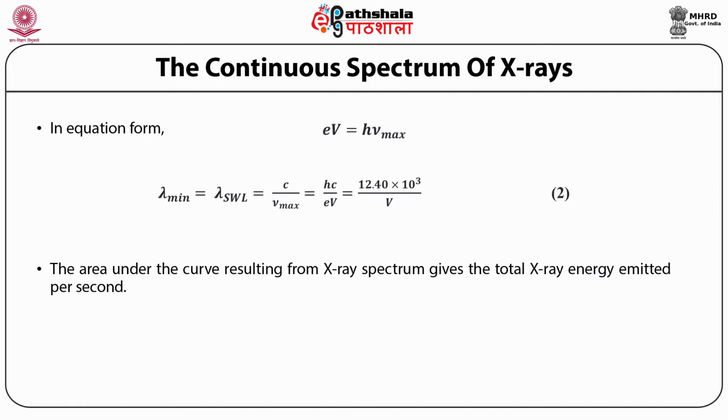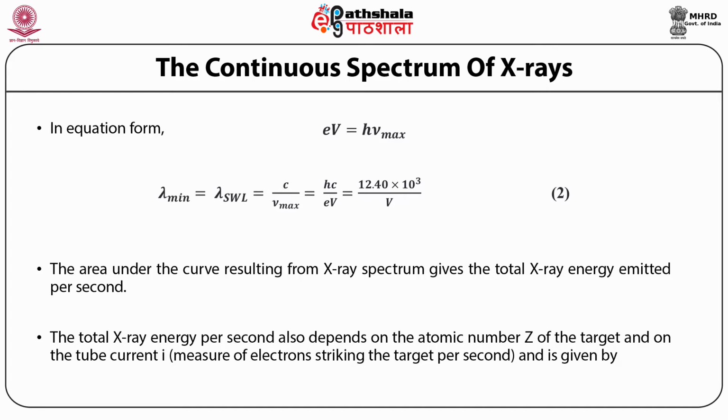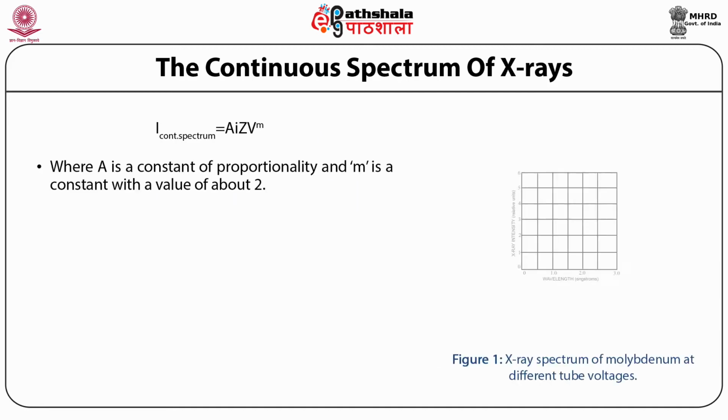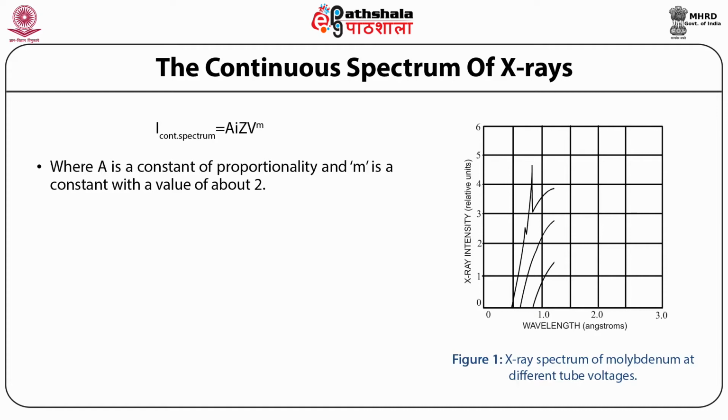The area under the curve resulting from the X-ray spectrum gives the total X-ray energy emitted per second. The total X-ray energy per second also depends on the atomic number Z of the target and on the tube current I. The current I is the measure of electrons striking the target per second and is given by I, that is the current in continuous spectrum, equals A into I into Z into V to the power M, where A is the constant of proportionality, M is a constant with a value of about 2.